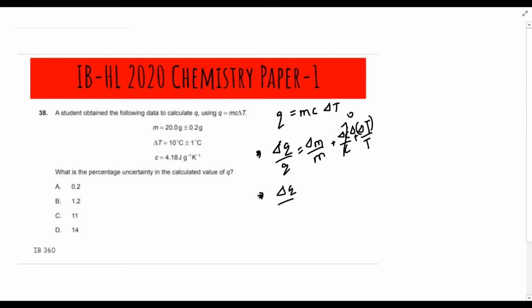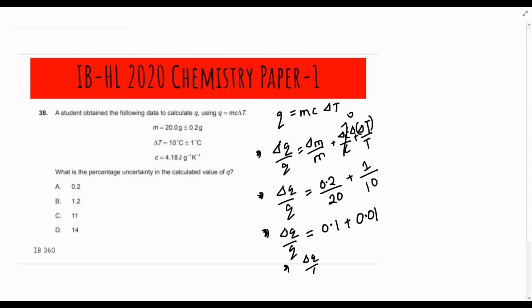So delta Q upon Q would be delta M is 0.2. Okay. By M is basically 20 plus this delta of delta T is 1 and T is 10. So your delta Q by Q comes out to be as this thing would be 0.1, as this thing would be 0.01. So delta Q by Q becomes 0.11. To find the percentage uncertainty, we need to multiply delta Q by Q into 100. That is 0.11 times 100. That is 11%. So option C is the correct answer to it.